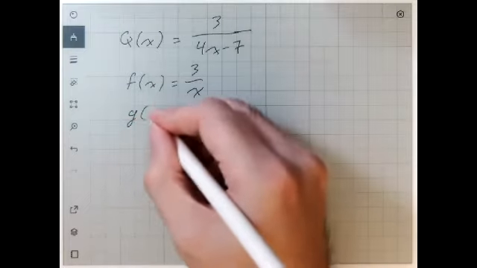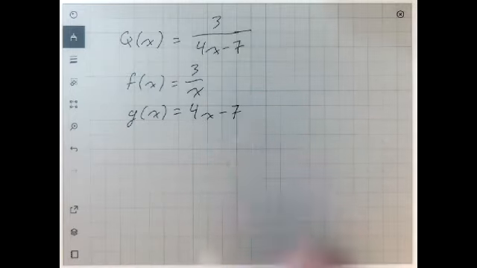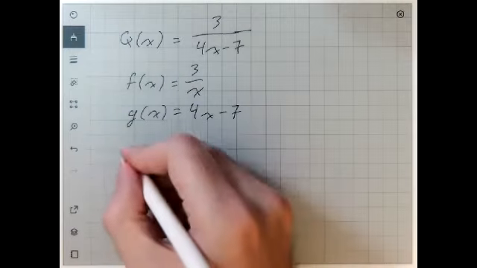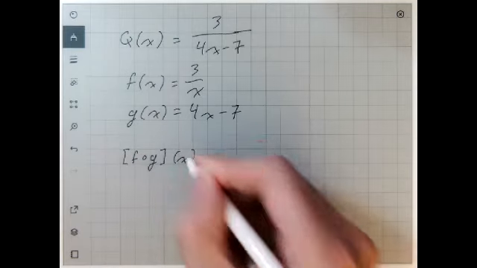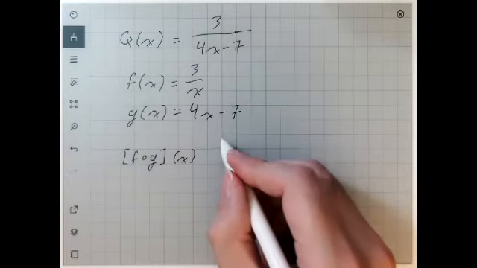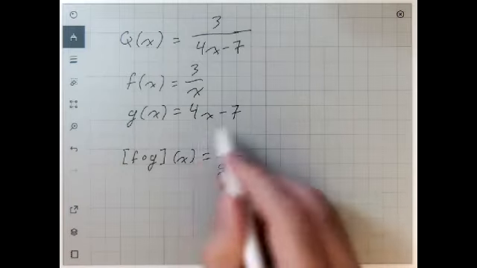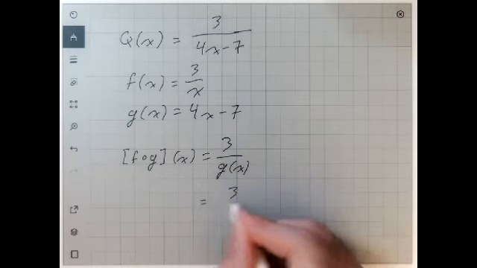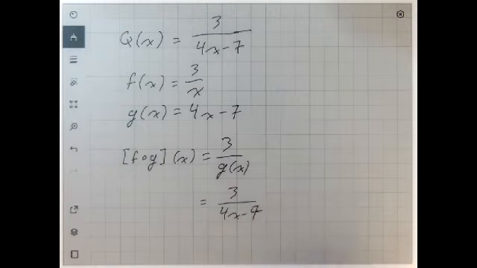But we can't just get rid of it, so we take all that complicated stuff and we name it as something else, in this case g of x. And if we wanted to look at f composed with g, we can double check ourselves and realize that this is going to be 3 over g of x. And when we substitute in the value of g of x, we get 3 over 4x minus 7. And 3 over 4x minus 7 is exactly what q of x was to start.